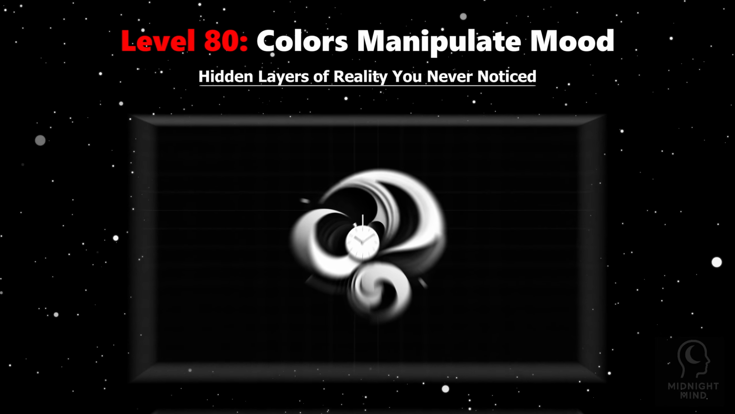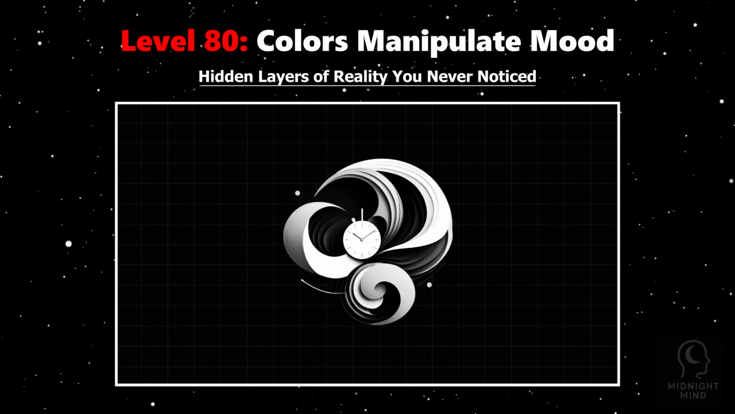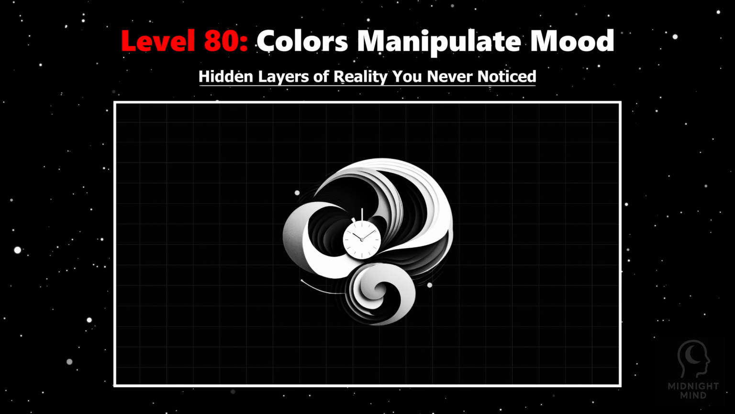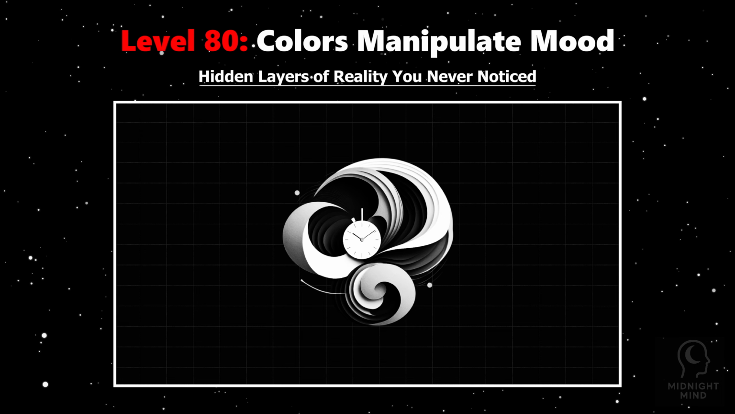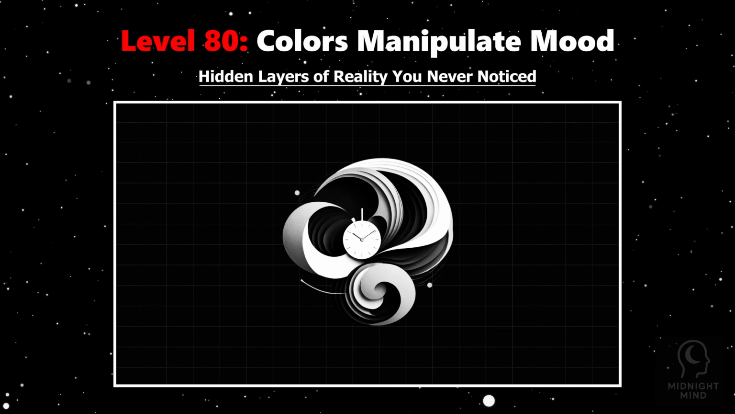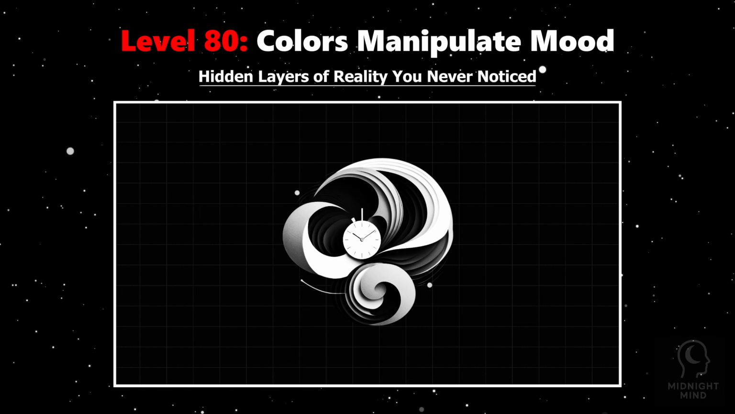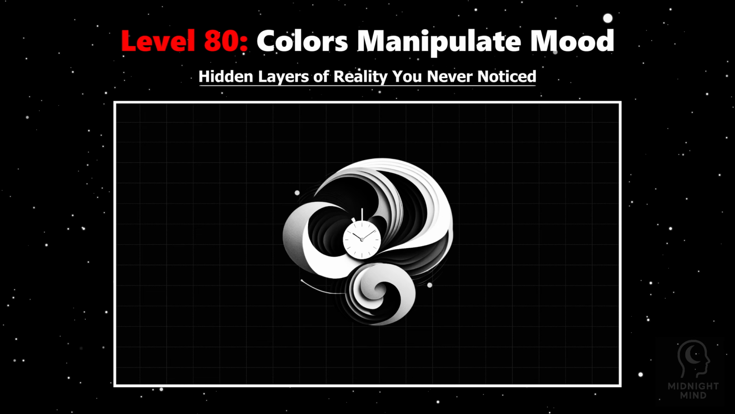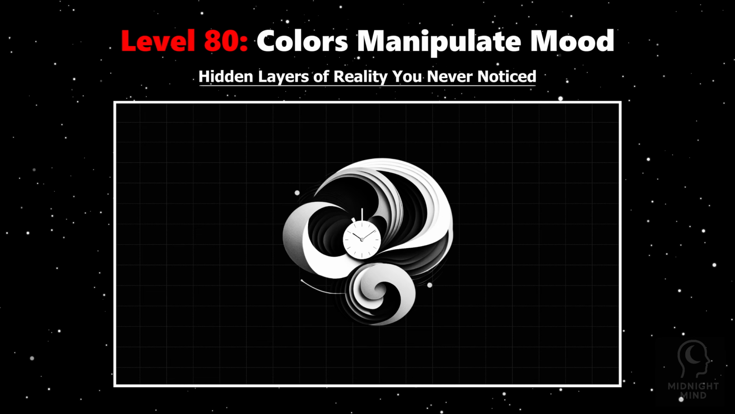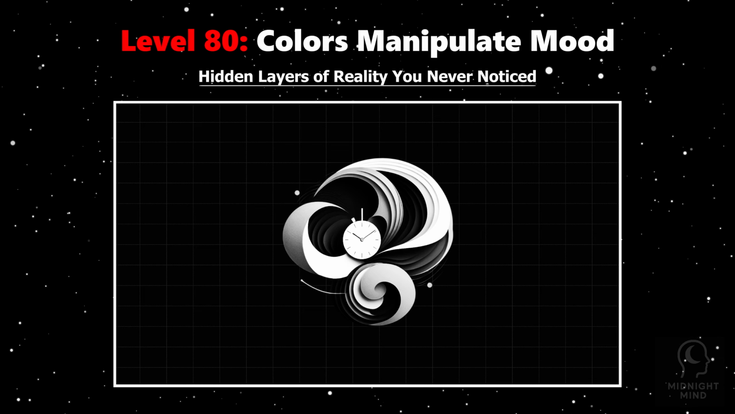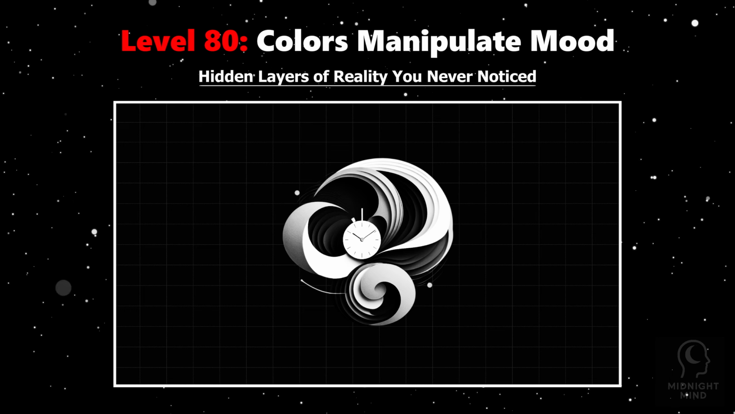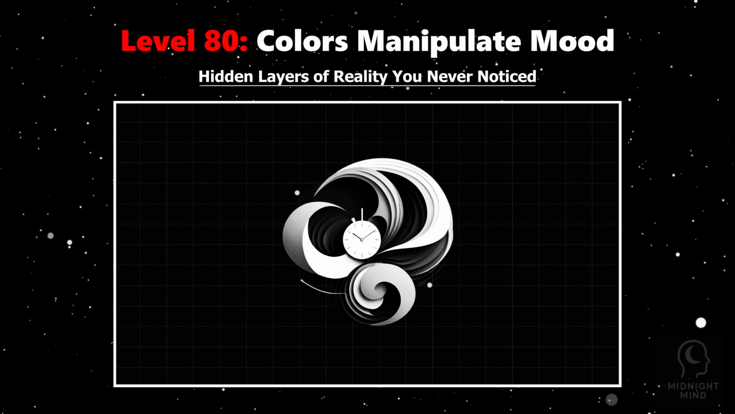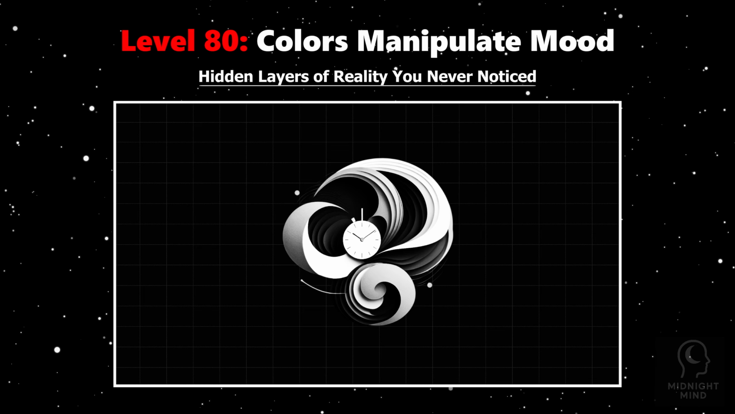Imagine stepping into a room bathed in red light and suddenly feeling your heart race, your senses sharpened, and time seeming to speed up around you. Then picture the calming wash of blue slowing your breath, stretching moments into peaceful stillness. Colors aren't just visual experiences, they're emotional architects, silently shaping your mood and perception through an unseen language encoded in light. Scientific studies reveal how colors affect the brain and body in profound ways.